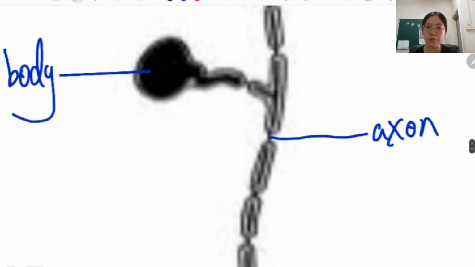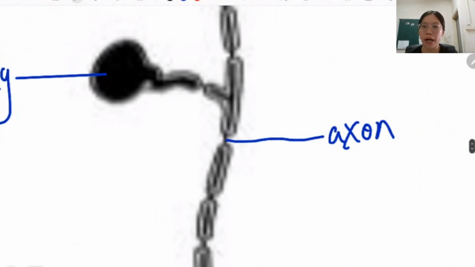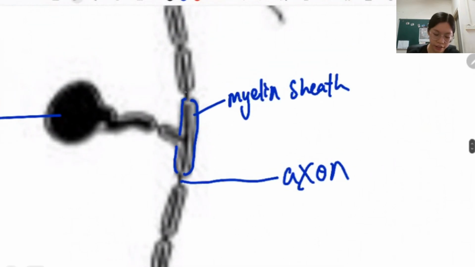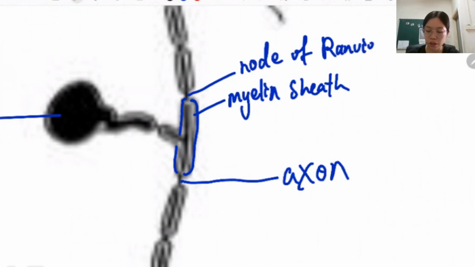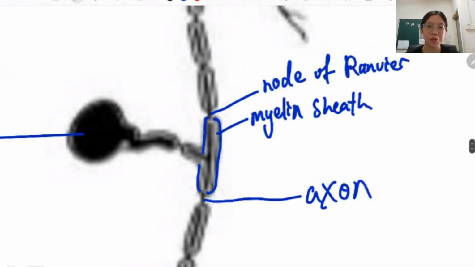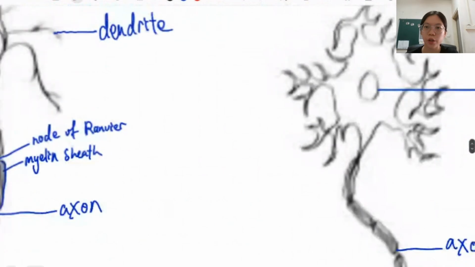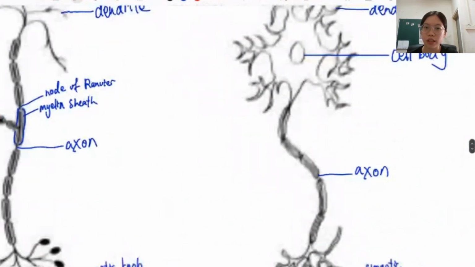If we want to look in more detail, we learn the myelin sheath and node of Ranvier. The myelin sheath is the layer of insulation right here. The part that is not covered with myelin sheath is the node of Ranvier. But normally they won't ask in very much detail. Normally they just ask which one is the cell body, dendrite, or synaptic knob. The same thing applies for this neuron.